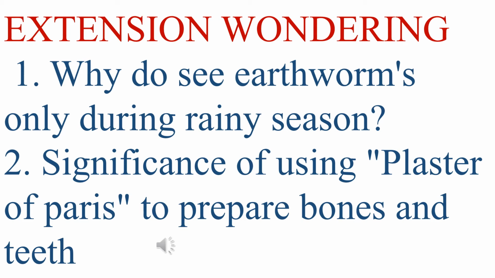So we can give opportunities to the child to think about the extension wondering. And one more point also we can add on: earthworm is a hermaphrodite. It has both male and female reproductive systems. So that's also an extension wondering. While hearing this, the child may feel, wow! So that is the extension wondering.